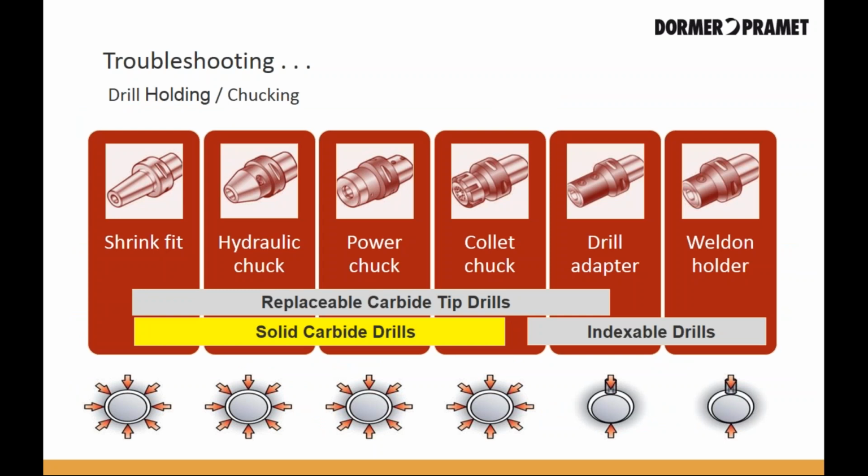As mentioned several times now, the runout is extremely critical when drilling with carbide. While using a Weldon holder or a drill adapter may be adequate when drilling with indexable drills, and using a conventional drill chuck is adequate for high-speed steel or cobalt drills, these types of holding methods are not recommended for solid carbide drills. In order from best to worst for solid carbide drilling, shrink fit holders, hydraulic chucks, power chucks, and very good quality ER collet chucks are your best options for holding the drill with the least amount of runout. As you can see in the diagram at the bottom of the page, uniform contact around the tool shank is necessary. Drill adapters and Weldon holders will force the tool slightly off center because the point of contact is on one side only.